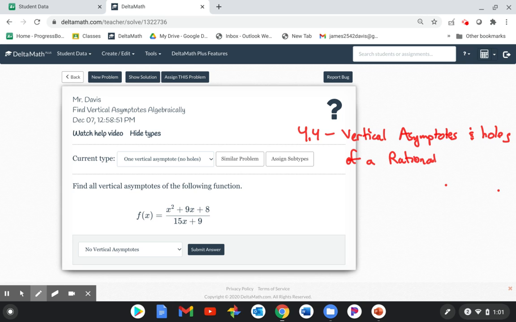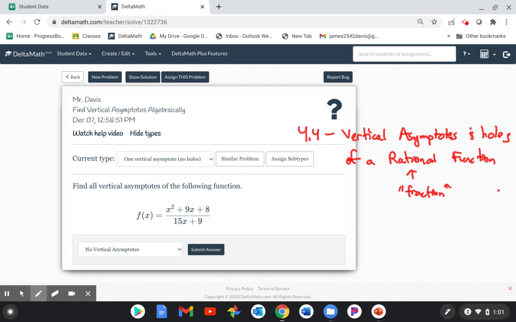A rational function is something that we've seen a lot recently. A rational function just means a fraction. Whenever you say the word rational, think fraction. So where are the vertical asymptotes of a function that is a fraction? That is generally when you will see vertical asymptotes, when you have these rational functions. So the question is, how do we find those vertical asymptotes?